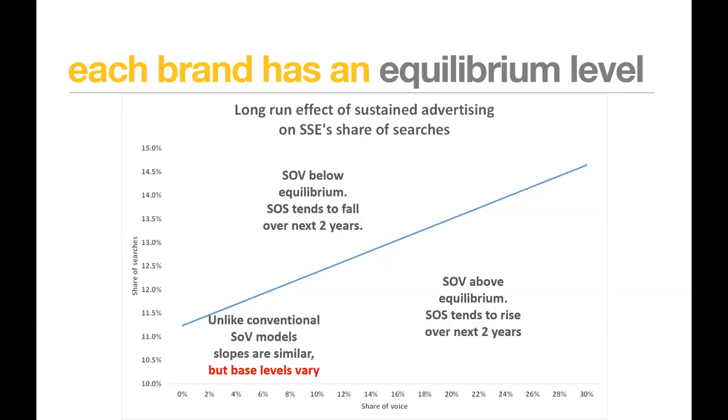That point might be lost on those of you who haven't done share of voice modeling, but it's a really big point for those of you who have. What it suggests possibly is that the conventional share of voice model that just assumes set your share of voice equal to your share of market is probably wrong. There's an equilibrium level of share of voice for your brand, and it may not be the same as your market share. Some brands can get away with a share of voice below their market share. Some brands may need a share of voice above their market share. So looking at that base level is an interesting thing to do.